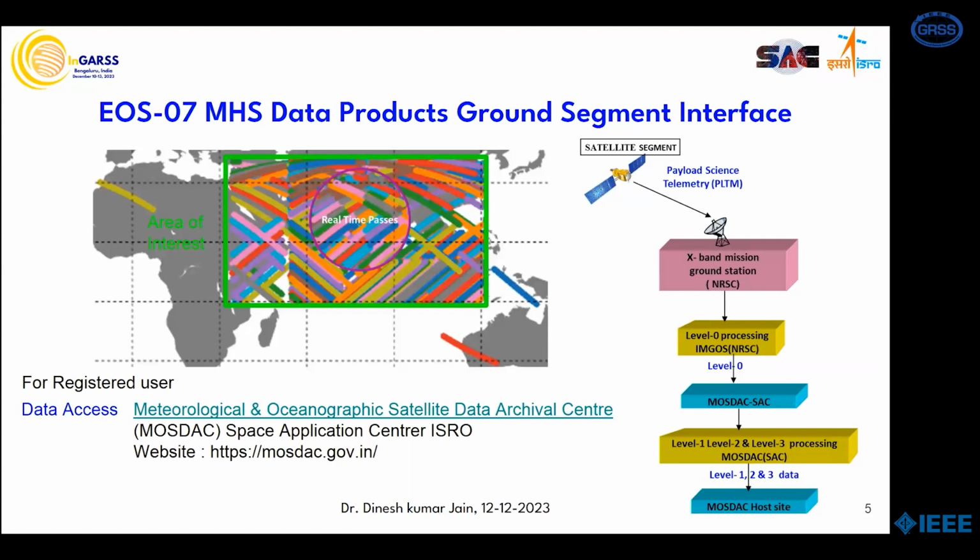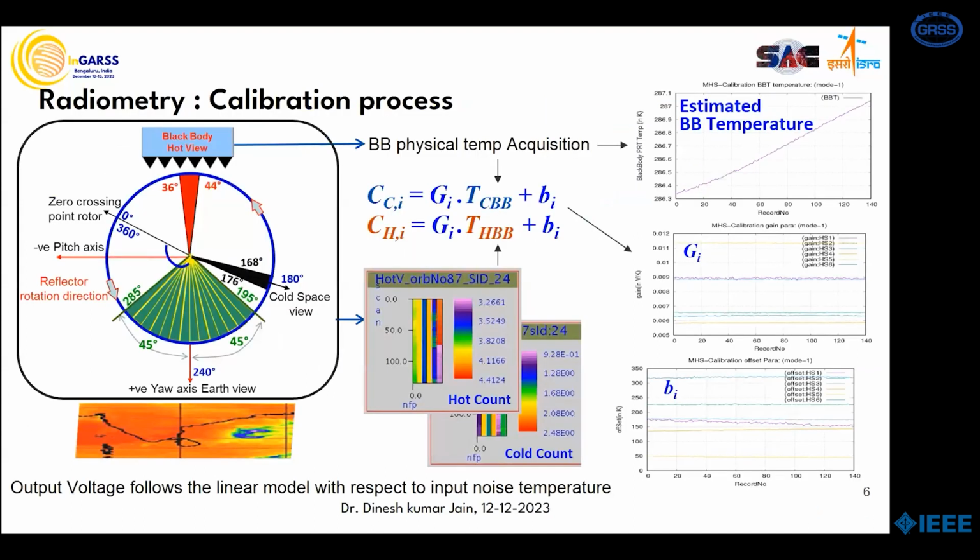The green box presented over the image shows the area of interest defined for this mission. The passes outside this box are commissioned for inter-sensor data comparison. The MHS payload receiver is a total power radiometer whose output voltage follows a linear model with respect to the input noise temperature. The model parameters are estimated at each and every scan level using the 2-point calibration data acquired over the scan. The brightness temperature corresponding to the given footprint is estimated using these parameters.